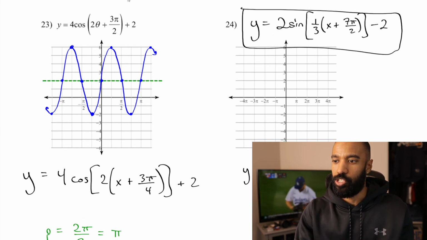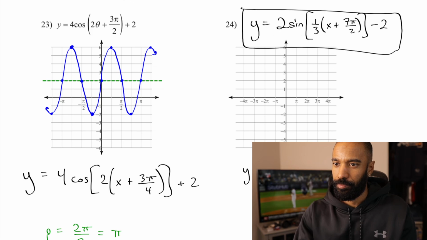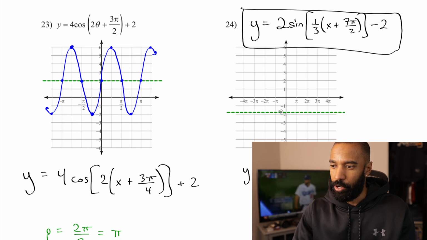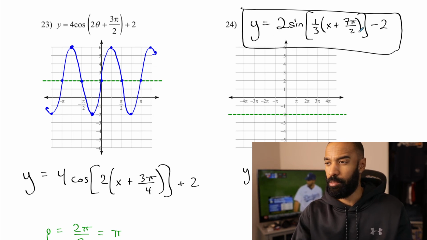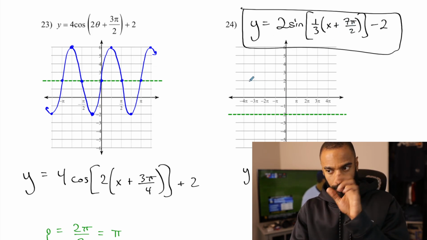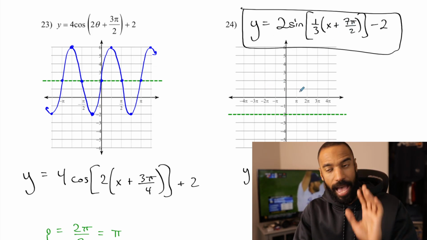All right, -2, 2 down. Right here. It is a sine graph. We will start on the midline. What part of the midline? 7 pi over 2 units to the left. 7 pi over 2 is halfway in between these.